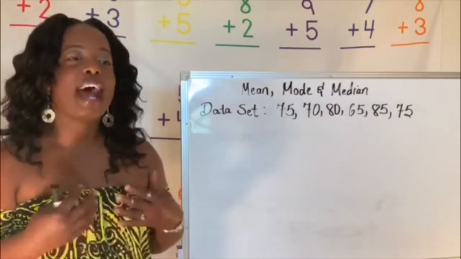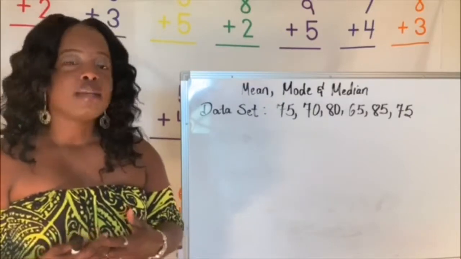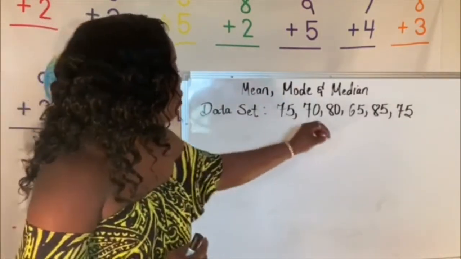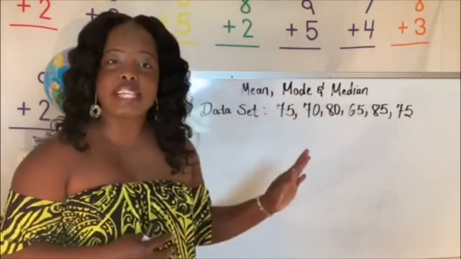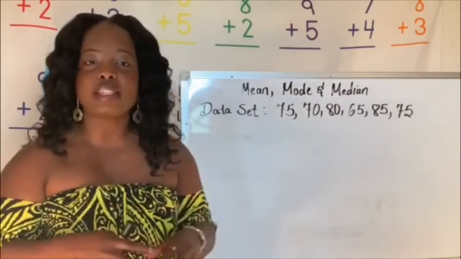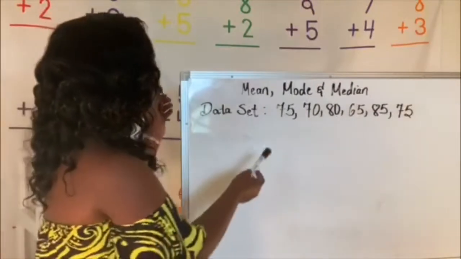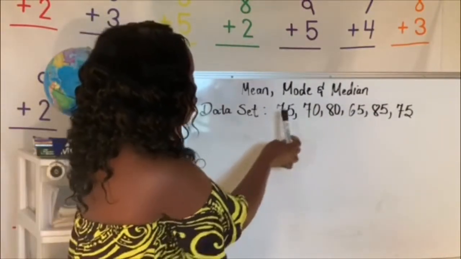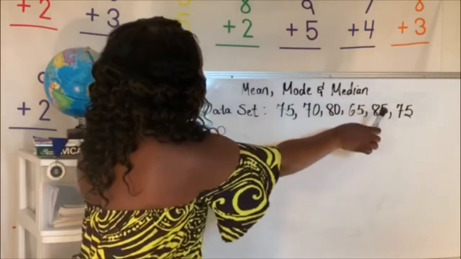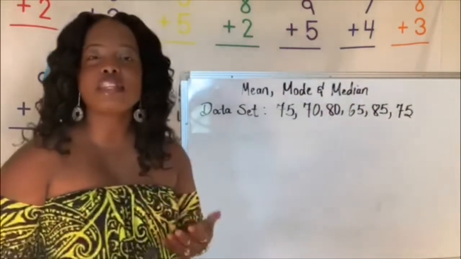When you think about the average of a data set, you're thinking about the sum of all the numbers within your data set, and then of course you're going to divide that by the total number that you have within the data set. So take, for example, our data set here. We have 1, 2, 3, 4, 5, 6 numbers within the data set.